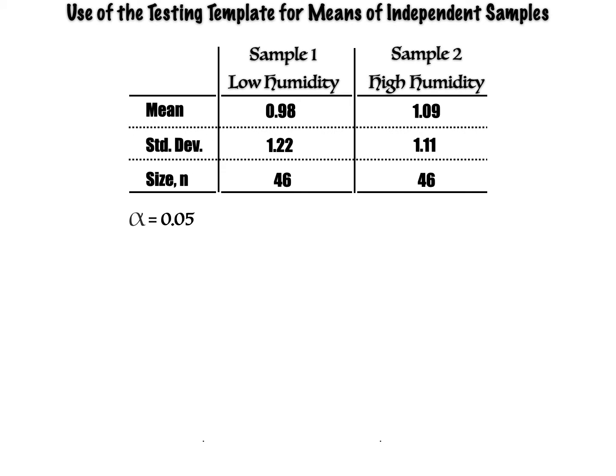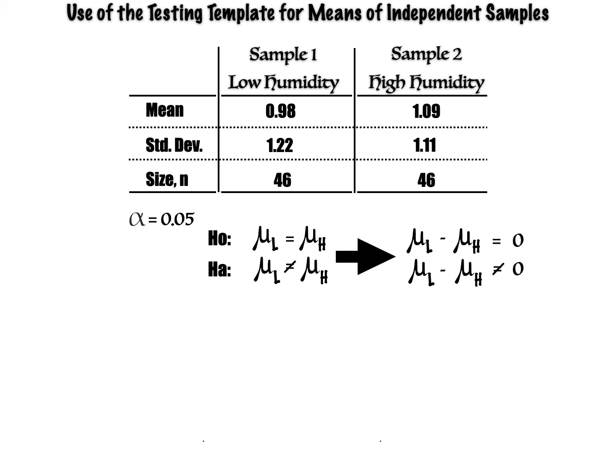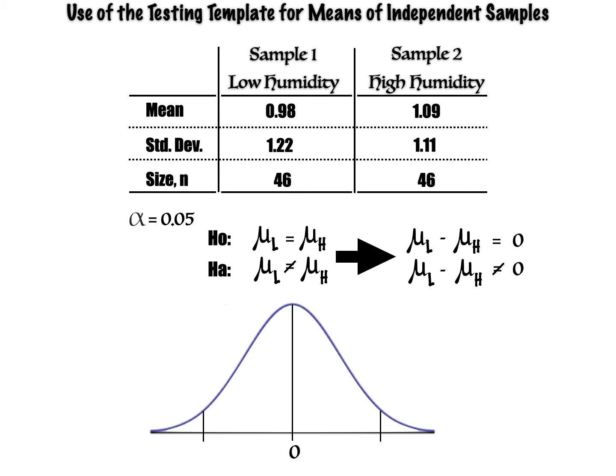The claim is that both groups come from the same population, which yields the null hypothesis having both means equal, with the alternative having both means unequal. We can subtract the means to test for their difference from 0. Since the test is two-tailed, we have rejection regions in the left and right.